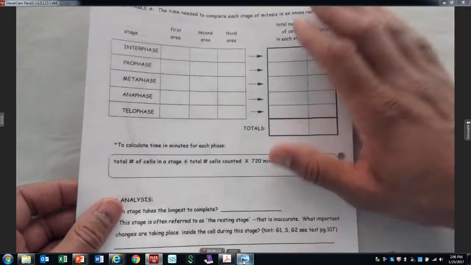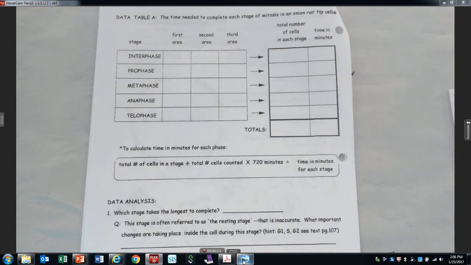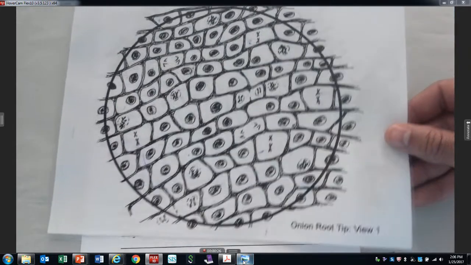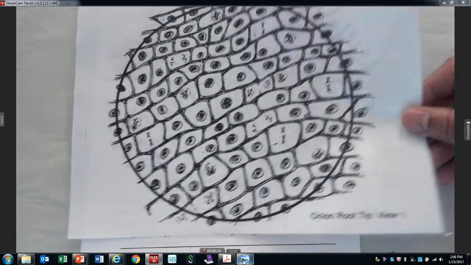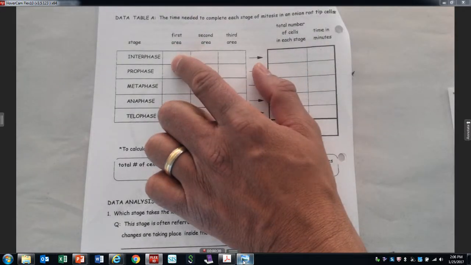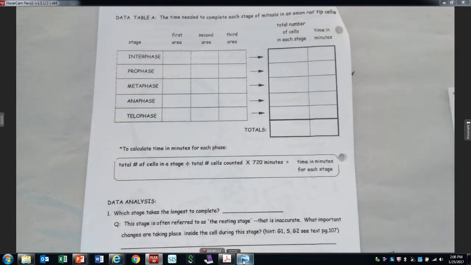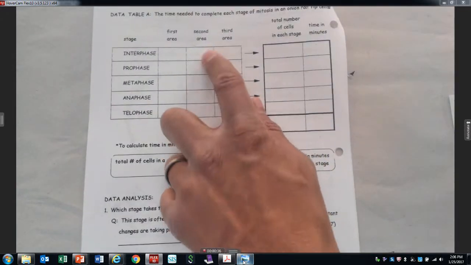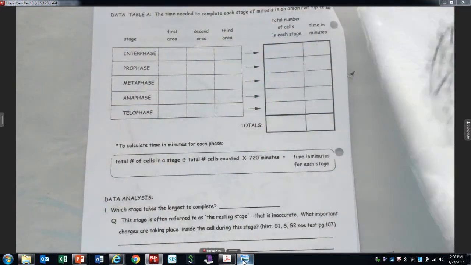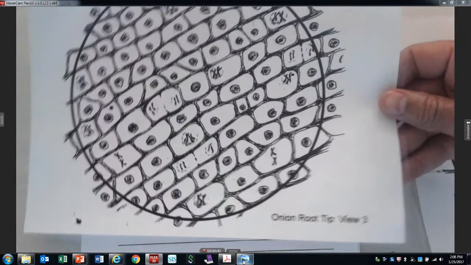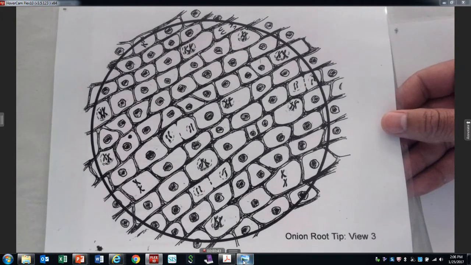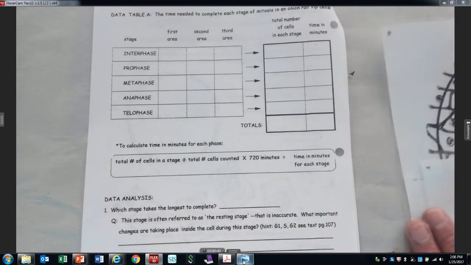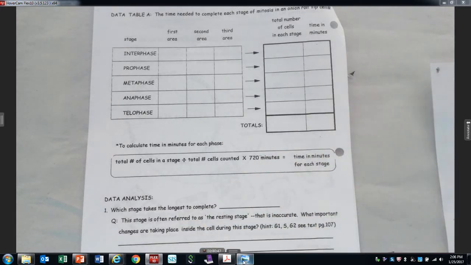Now, we have your different areas. So you got a slide that looks like this. It says view 1, that's area 1. On the back is view 2. That's where you're going to write your numbers, your raw numbers. Okay? Then view 3. Okay? So we're going to try and do this. We're going to pause a lot.